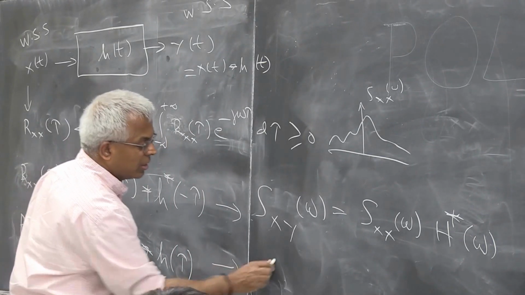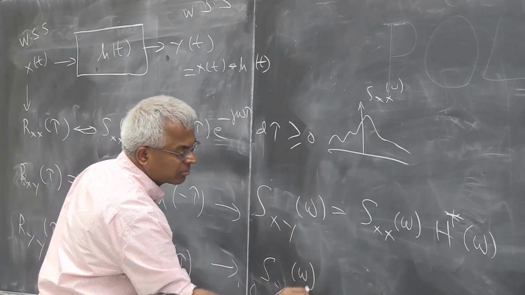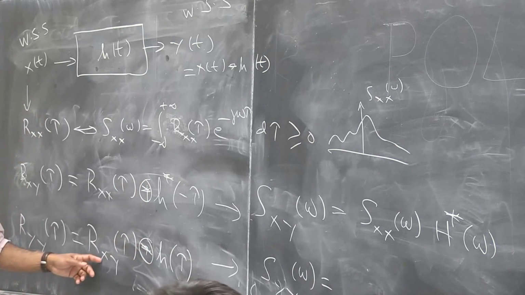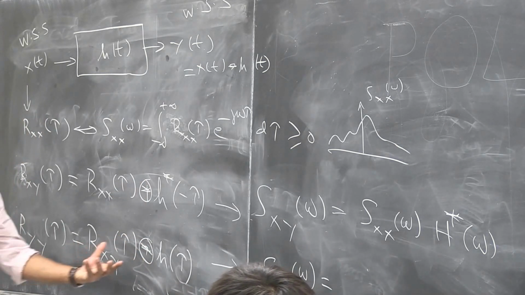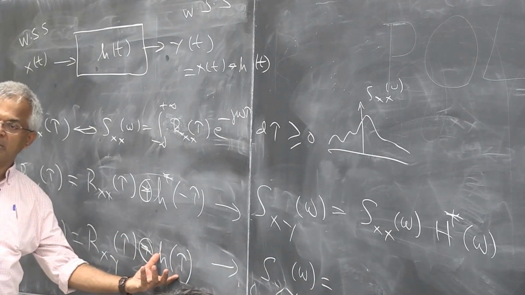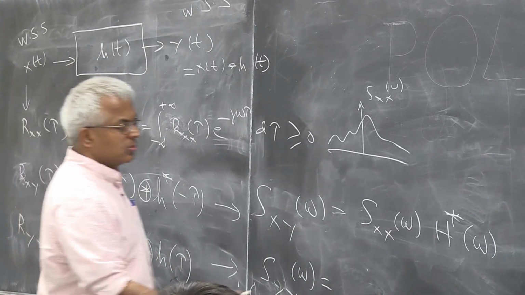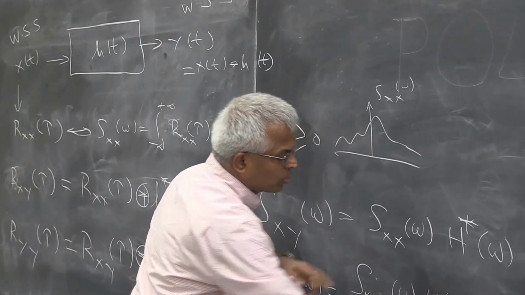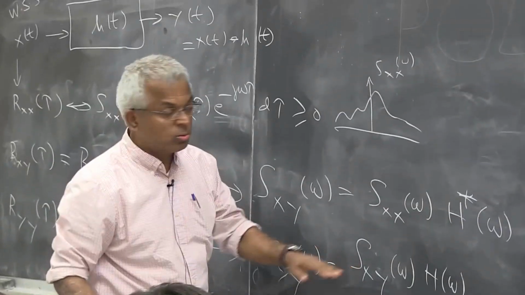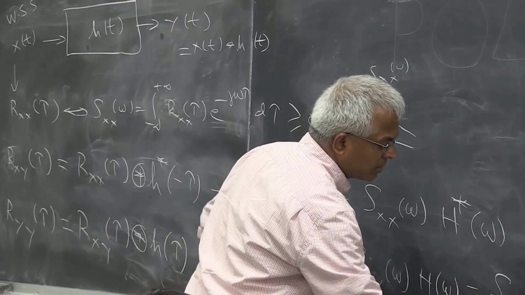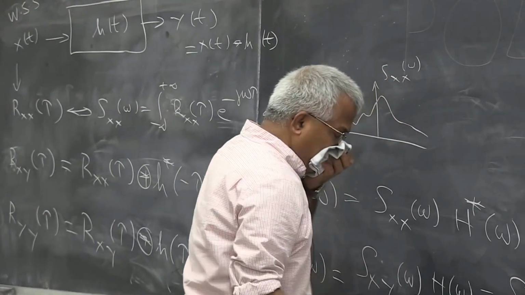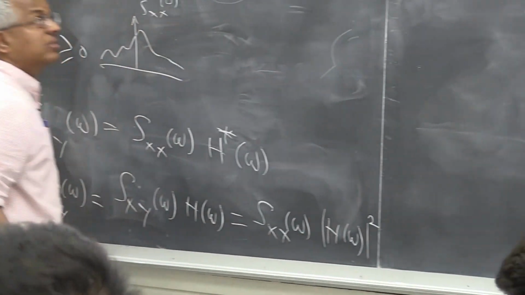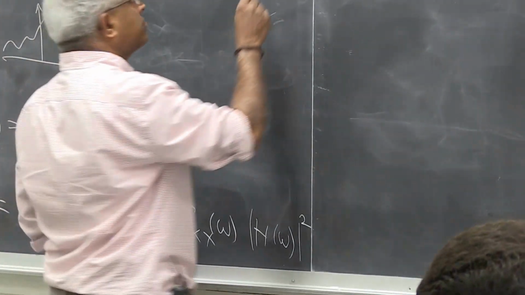And look at here. The output power spectrum is what? This is convolution here, right? So this is the power spectrum of this multiplied by the transform of h of tau. So that's going to be Sxy omega multiplied by h omega. Let me substitute here this one. So you get Sxx omega multiplied by h omega absolute value squared. So that's the important expression. I'll write it here.